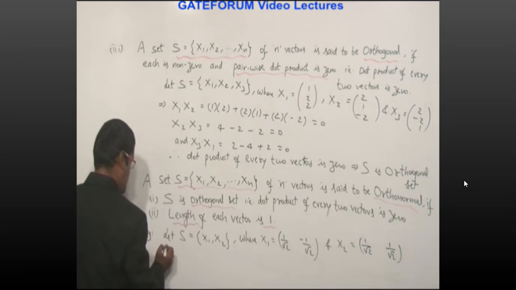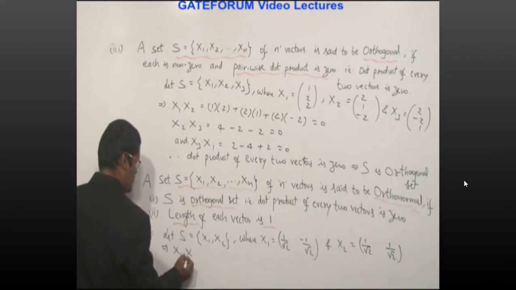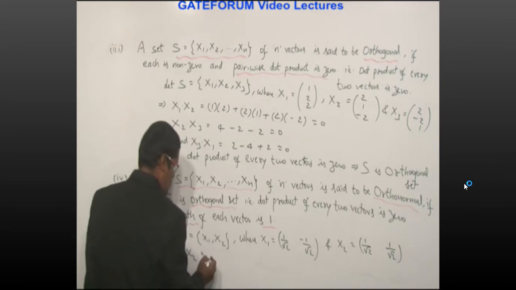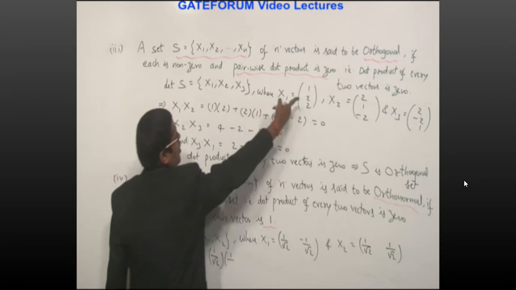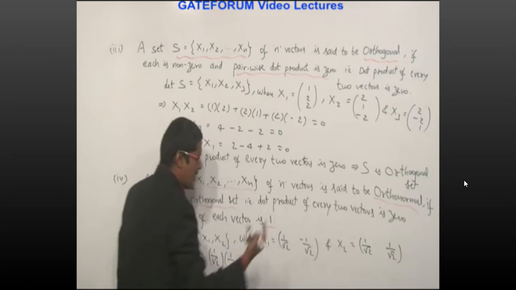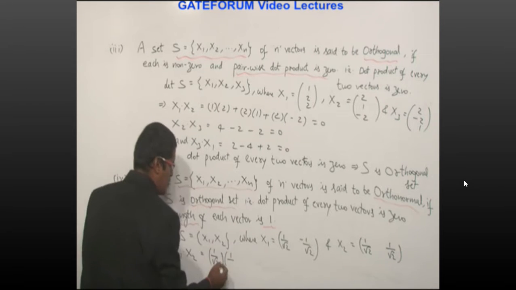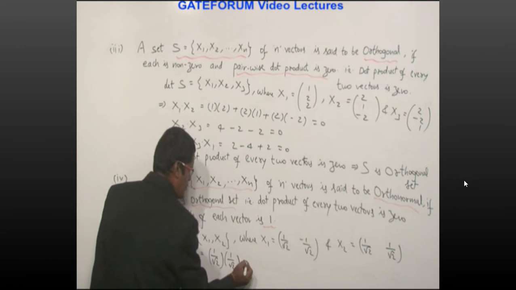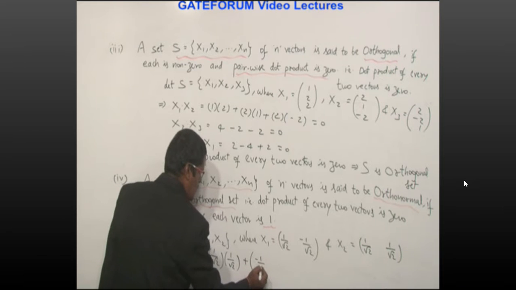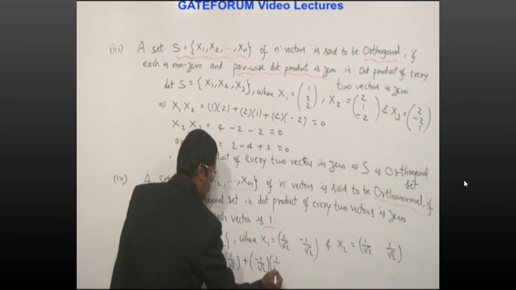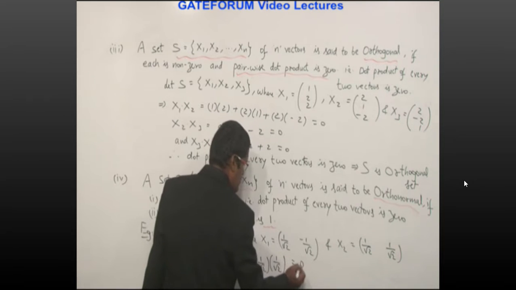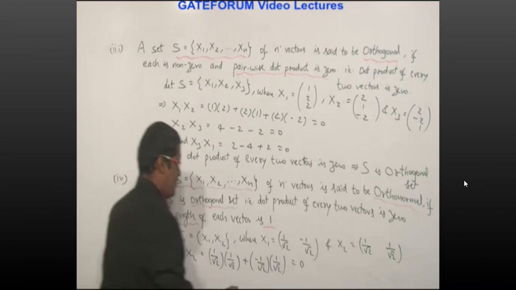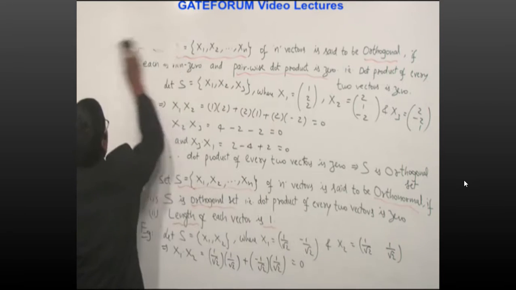So here, x1 dot x2. That is 1 by root 2, first element into first element. In the earlier example I considered column vectors, in this one row vectors, both having the same procedure. 1 by root 2 into 1 by root 2 plus -1 by root 2 into 1 by root 2. So the denominator is the same, add the numerators, 1 minus 1 becomes 0. And how do you find length?